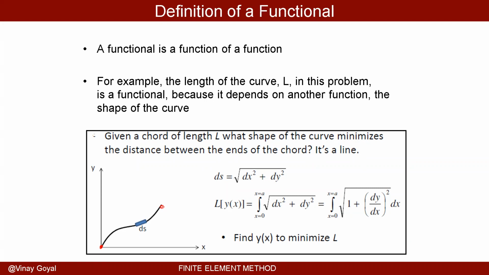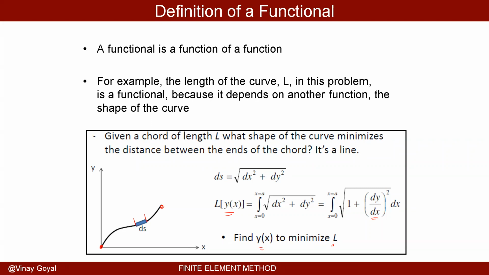So I can calculate the distance of a small differential element and integrate that from x equals 0 to x equals a, say. And that will give me the length as shown in this equation. What you see here quickly is that the length depends on y, and y shows up inside this square root. And we have to find that y that minimizes L. This is a functional. L is a functional because L is a function of another function.